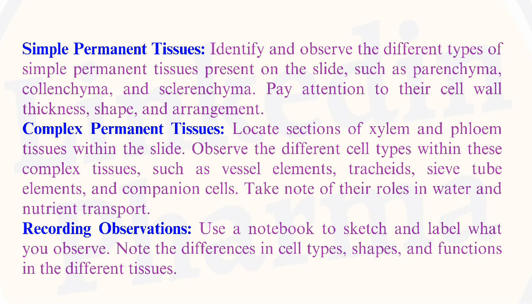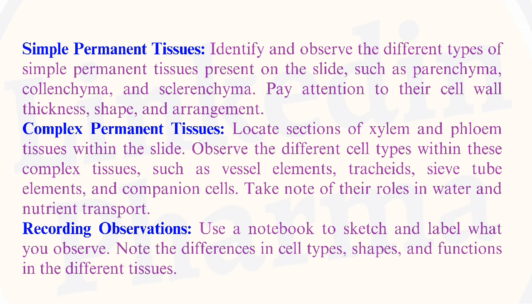Simple permanent tissues: identify and observe the different types of simple permanent tissues present on the slide, such as parenchyma, collenchyma, and sclerenchyma. Pay attention to their cell wall thickness, shape, and arrangement. Complex permanent tissues: locate sections of xylem and phloem tissues within the slide. Observe the different cell types within these complex tissues, such as vessel elements, tracheids, sieve tube elements, and companion cells. Take note of their roles in water and nutrient transport.